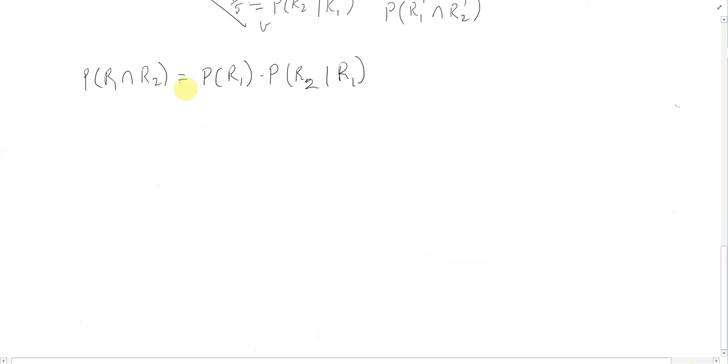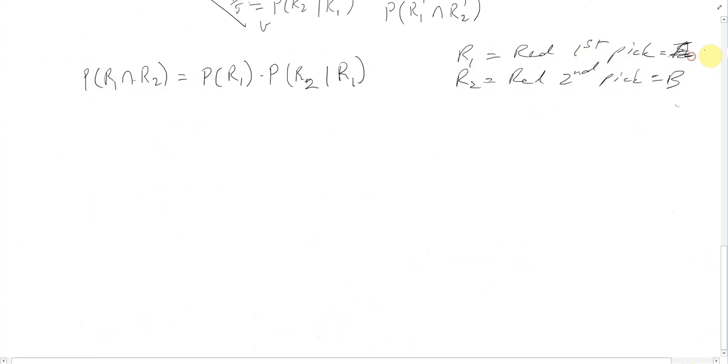Now this probably looks confusing, but it's probably my fault for choosing these bad events, where I said that R1 equals red on the first pick and R2 is red on the second pick. So at this point, just to make it a little easier to understand, I'm going to call the first pick B and the second pick A, and you'll see why in a sec. I've just changed the letter to make it look nicer. R1 is now B and R2 is now A.